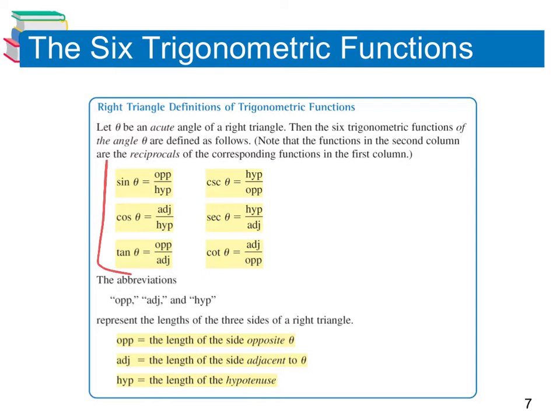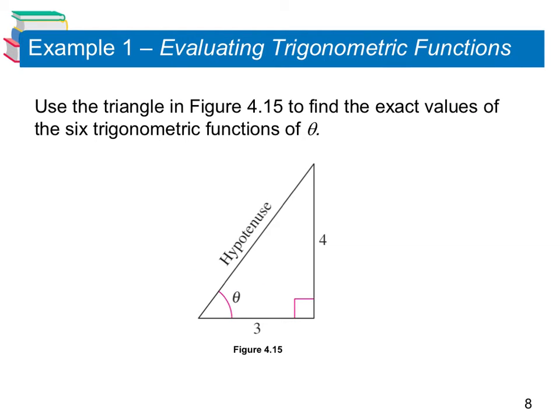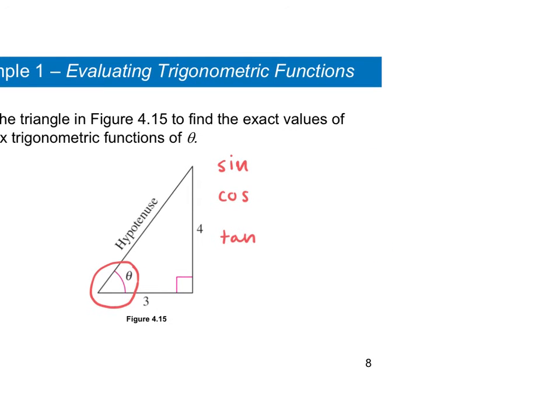These are the 6 trig functions. So I just went over them on the first page. Sine, cosine, tangent, cosecant, secant, cotangent. And this brings us to our first example. So here we need to find our 6 trig functions according to this triangle. So we have theta here. So we need to find sine, cosine, tangent. I'll put them down here. So we have cosecant, secant, and cotangent.